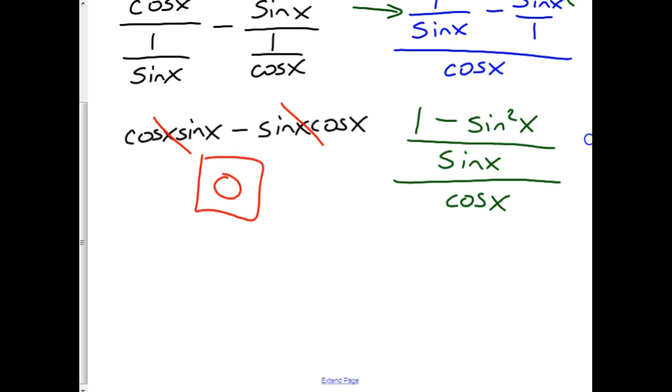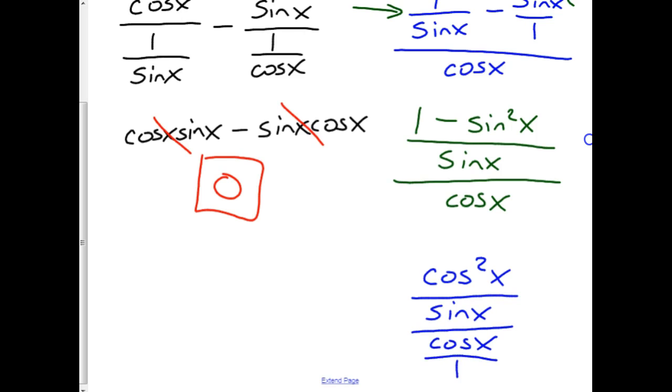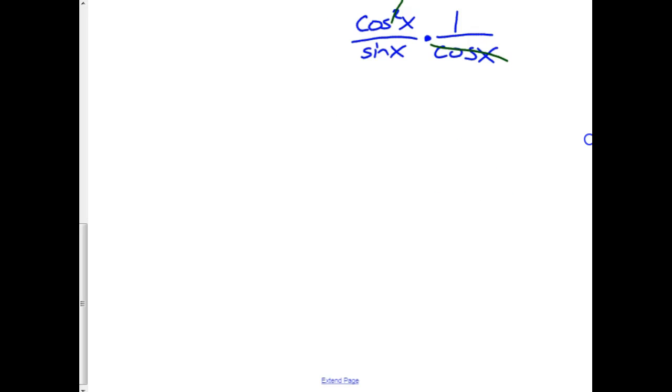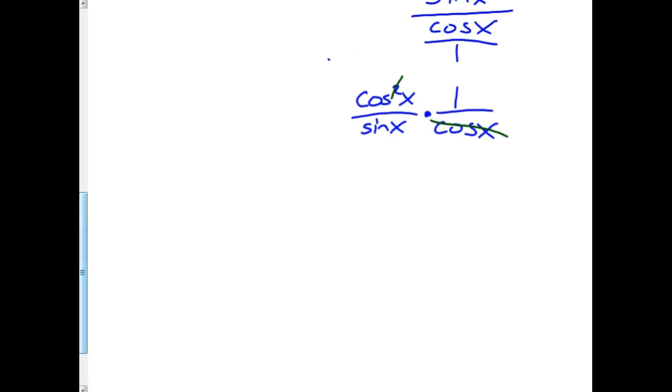Okay, well 1 minus sine squared x is the same thing as cosine squared x divided by cosine x, and technically that's over 1, right? Remember the reason why I did that? So I could see that I need to flip that fraction and multiply. So that's going to give me cosine squared x over sine x times 1 over cosine x. One of my cosines is going to cancel, which leaves me with cosine x over sine x, which is cotangent x.